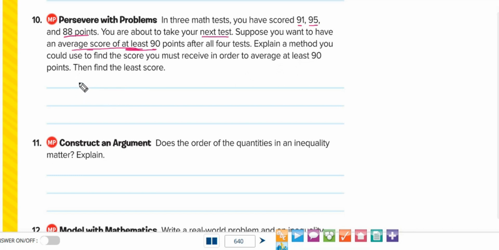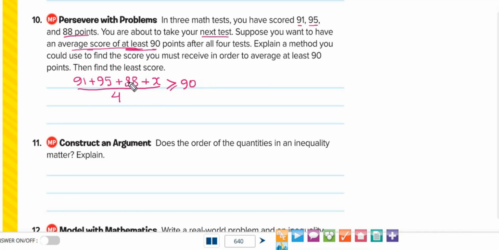So we have the first exam, which is 91, plus the second exam, which is 95, plus the third exam, which is 88, plus the fourth exam, that we don't know, so we are going to say x. This is the fourth exam. And the average means all of this over 4, because there are 1, 2, 3, 4 tests. And at least means greater than or equal to 90.